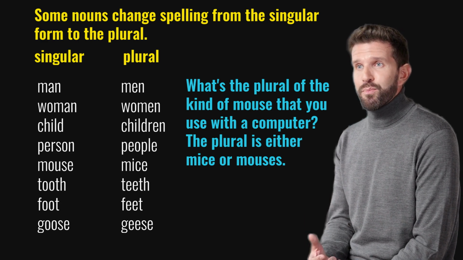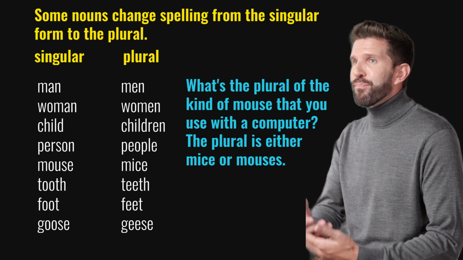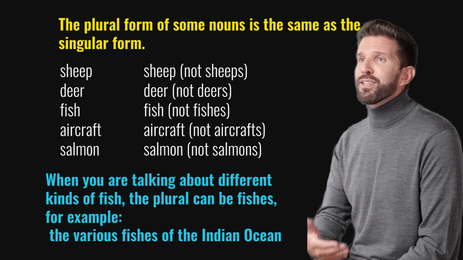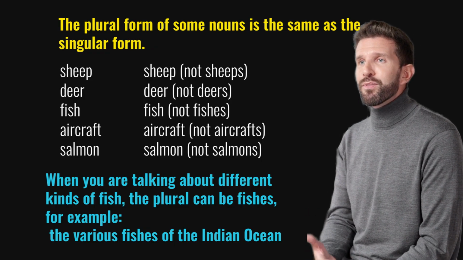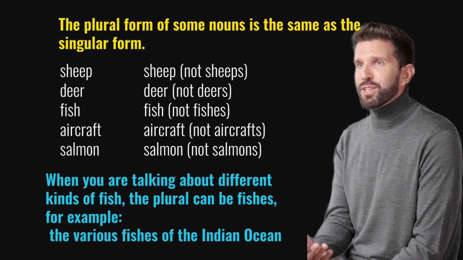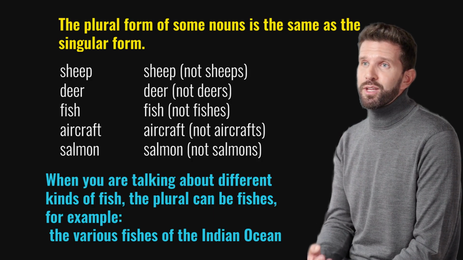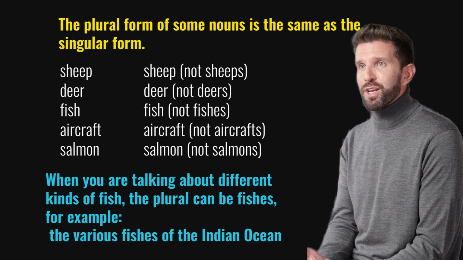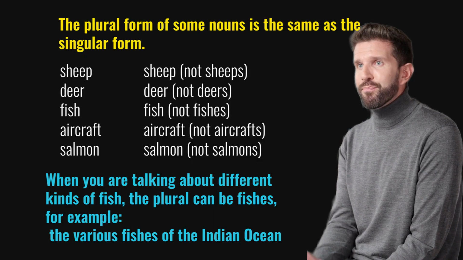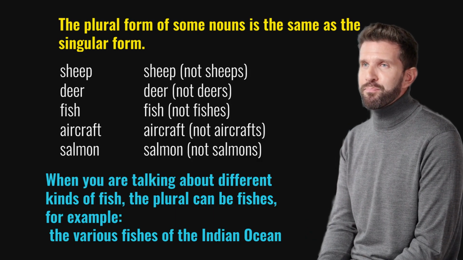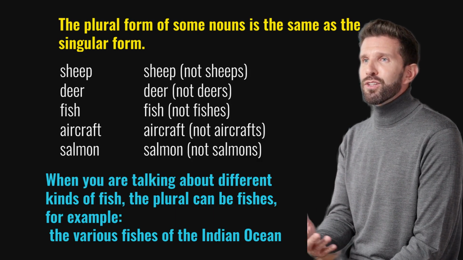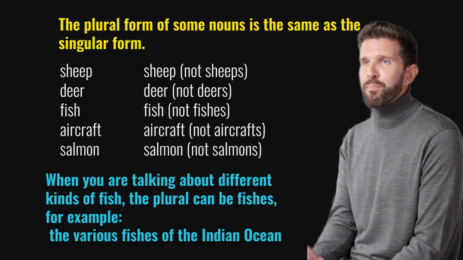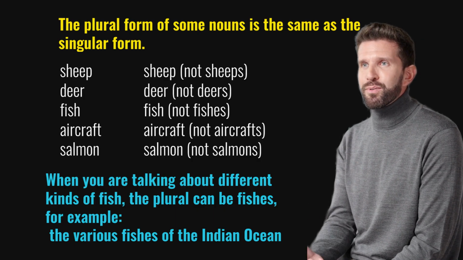The plural of the computer mouse can be either mice or mouses. The plural form of some nouns is the same as the singular form. Sheep, sheep, deer, deer, fish, fish, aircraft, aircraft, salmon, salmon. When talking about different kinds of fish, you can say fishes, for example, the various fishes of the Indian Ocean.